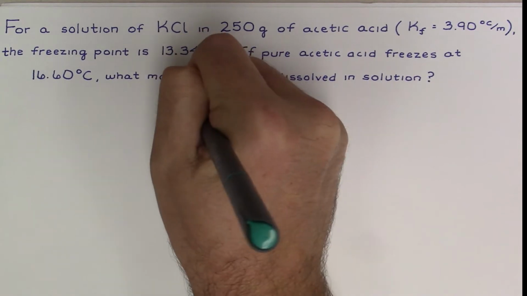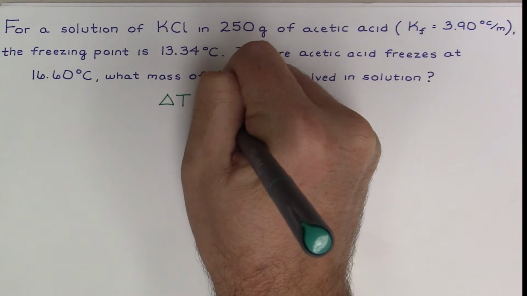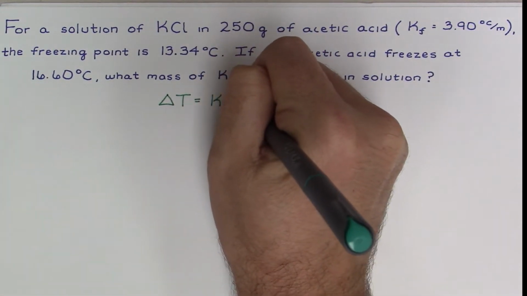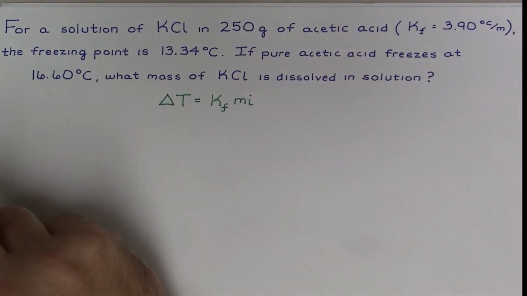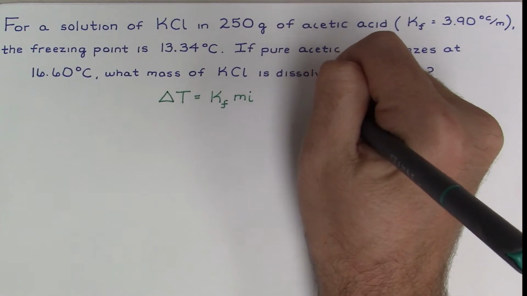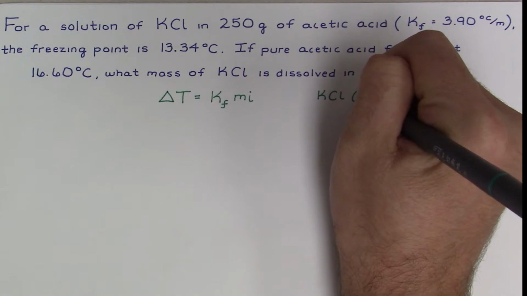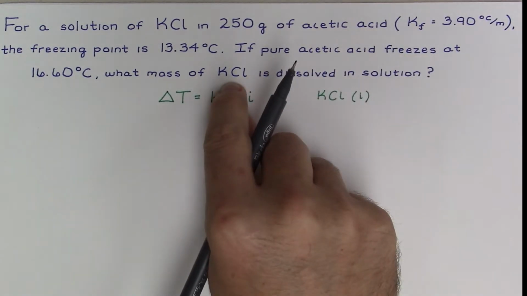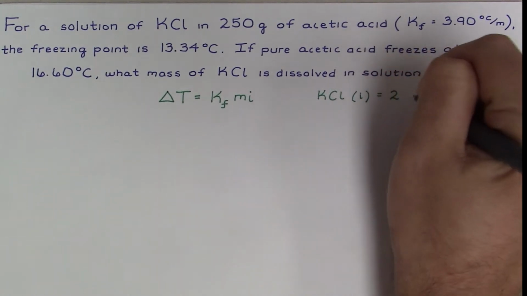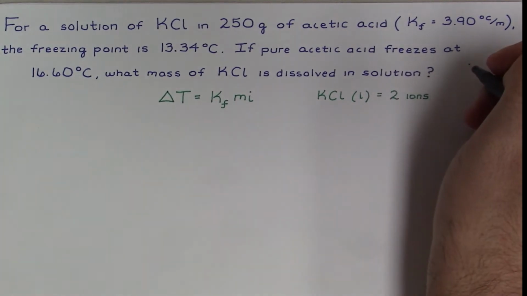First thing that we need to do is look at our freezing point depression equation. That is delta T equals Kf times the molality and our Van't Hoff factor, which is i. For our potassium chloride, because it is a soluble salt, it is going to dissociate into two ions. So for our i term, we need to consider two ions. This will come into play when we input it into the formula.